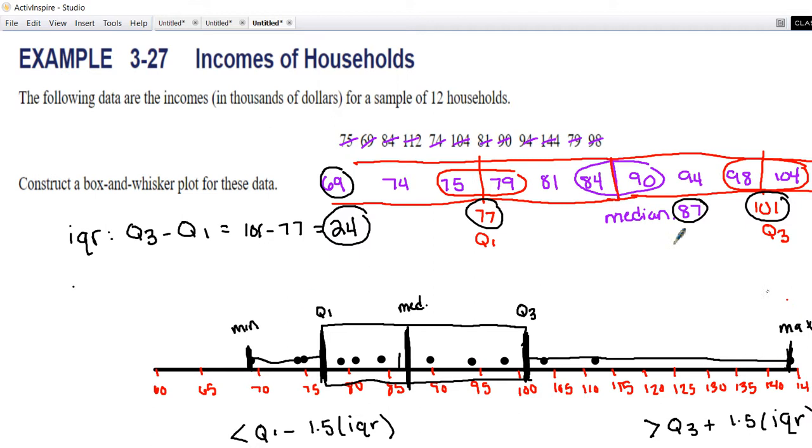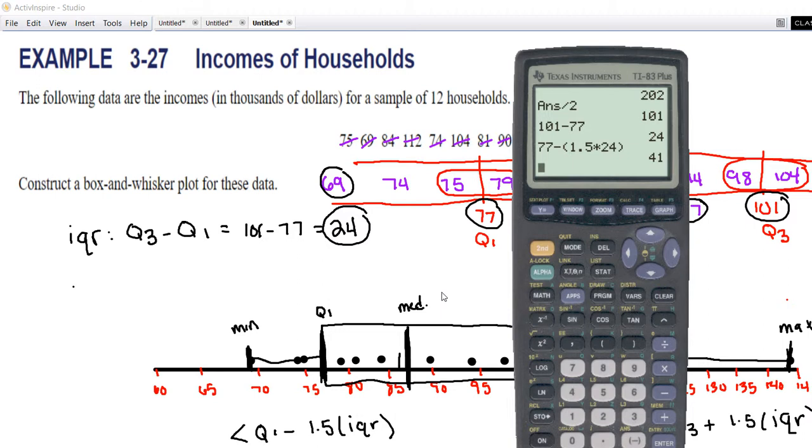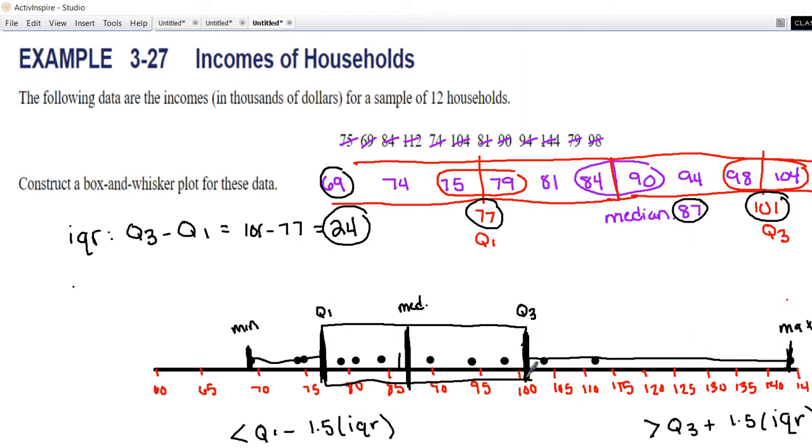Let's see if this 144 is truly an outlier. Now we're going to take quartile 3, which is 101, and add 1.5 times our interquartile range, 24. And that gives us 137. So greater than 137, yes, we do have an observation greater than 137, which is 144. So we say that 144 is truly an outlier for this data.